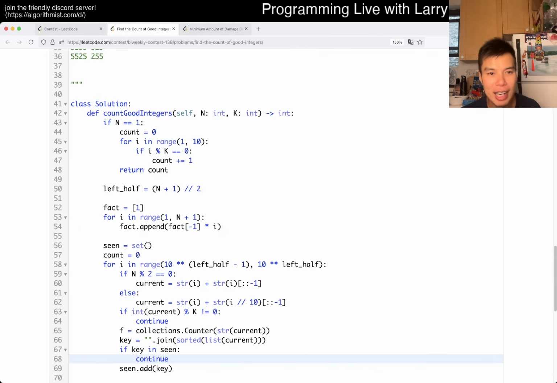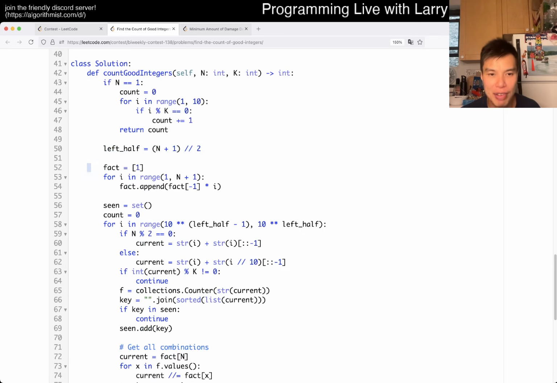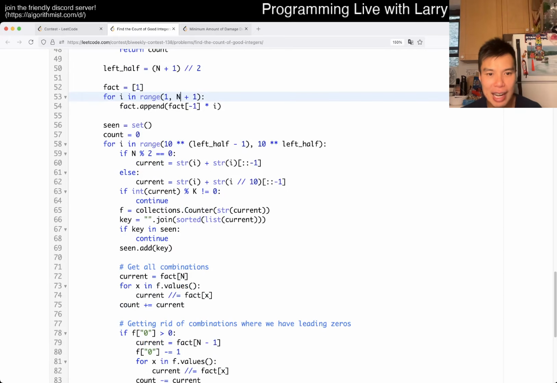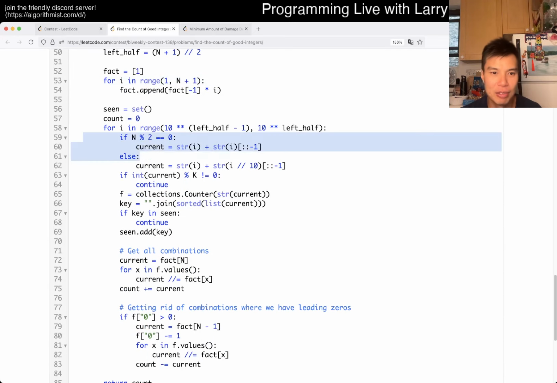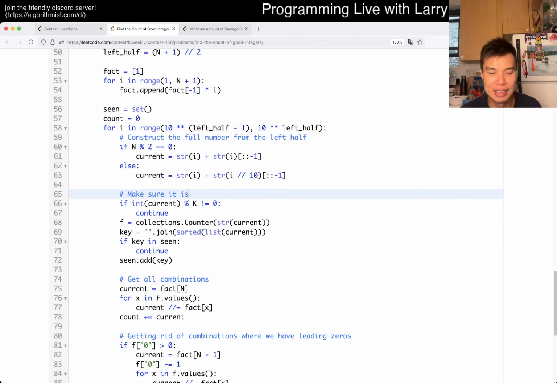Right, so here I skip n equal to 1 just because I didn't want to deal with it. This is the left half that we brute force on. The factorial is just n factorial. It goes up to n, and n is the number of digits, of course. So then now here we construct the number, the full number from the left half, right? Make sure it is k modded or whatever it's called.